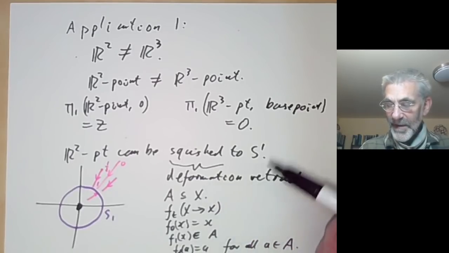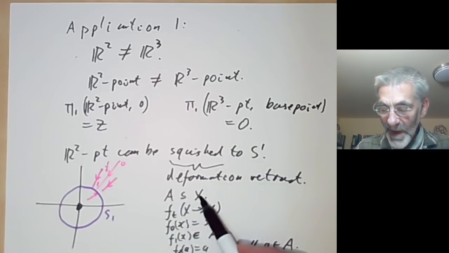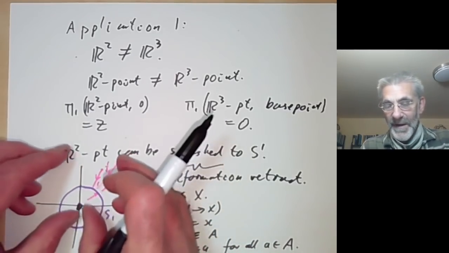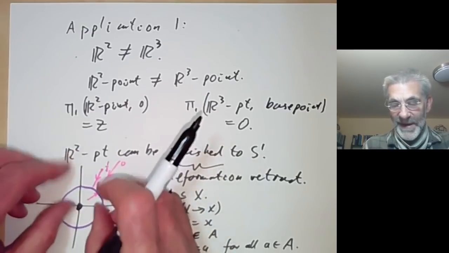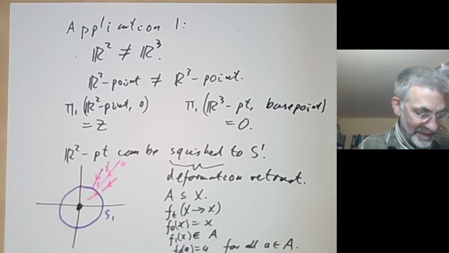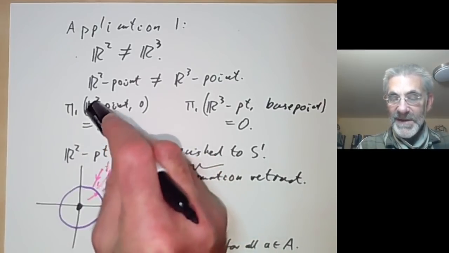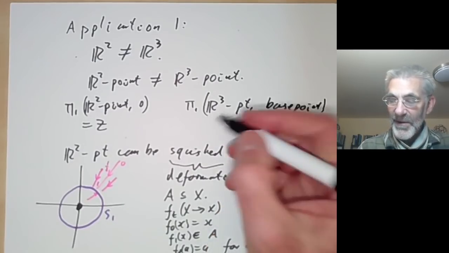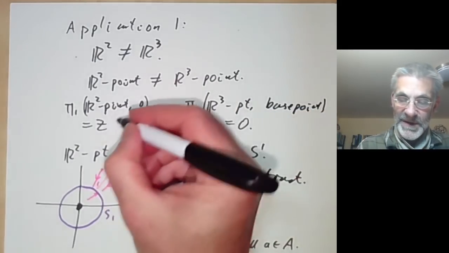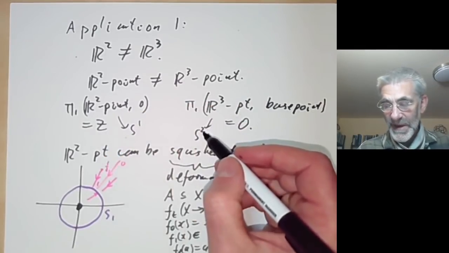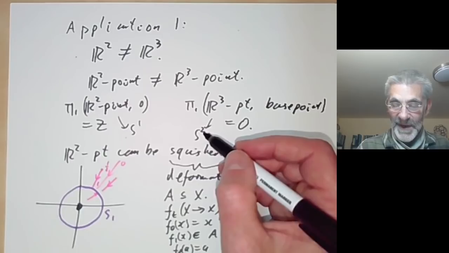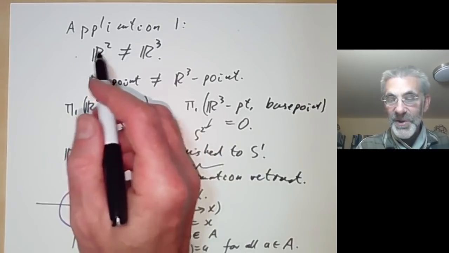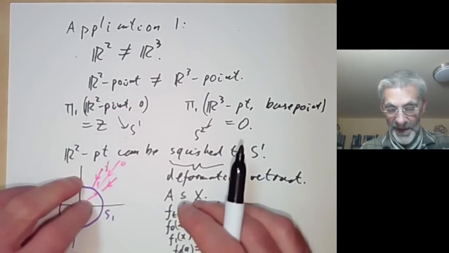And you can also check that if a space is a deformation retract of another space, then it's got the same fundamental group, because again you can just sort of squish all homotopies between things down into the subspace. So this is the same fundamental group as S1, which is Z, and similarly we can squish this down into S2, so this gets squished into S1 and this gets squished into S2, which we saw had 0 fundamental group. So these two spaces are not homeomorphic, and therefore R2 is not homeomorphic to R3.